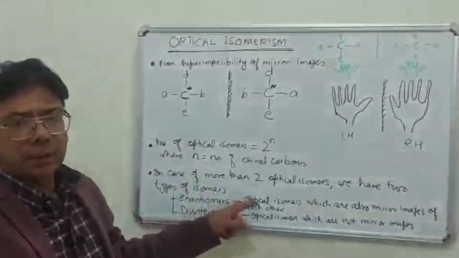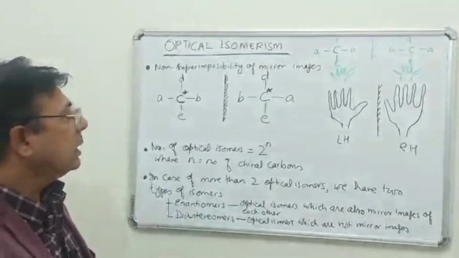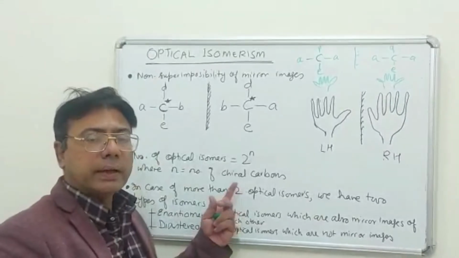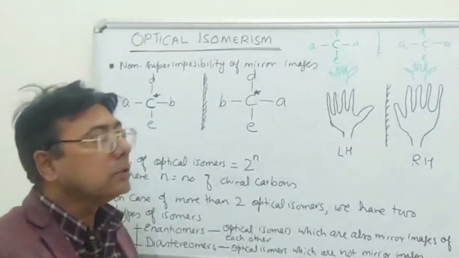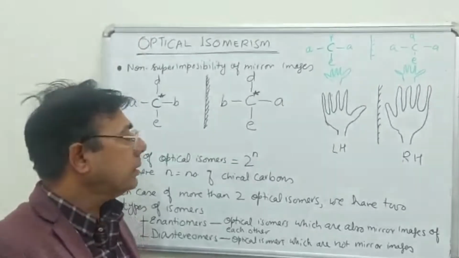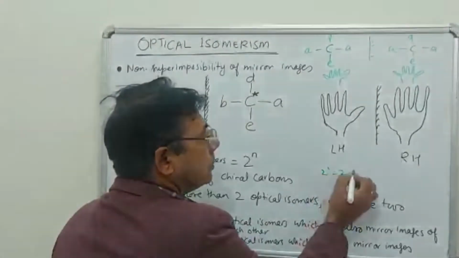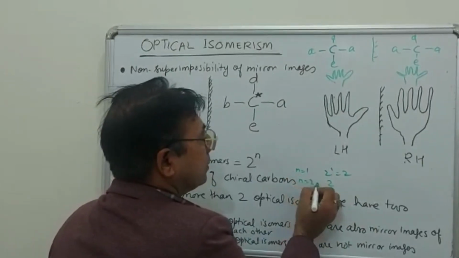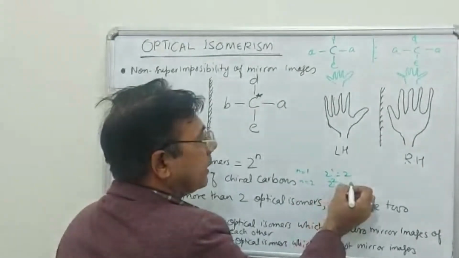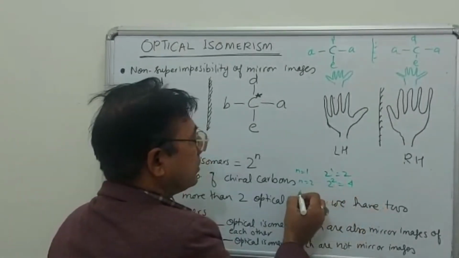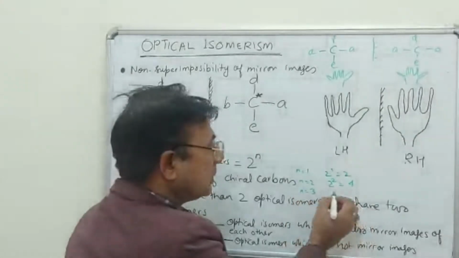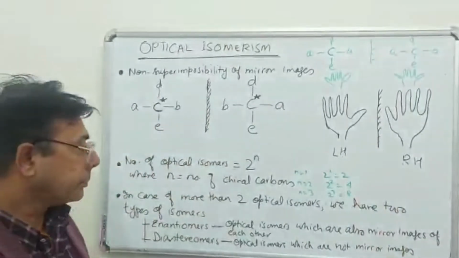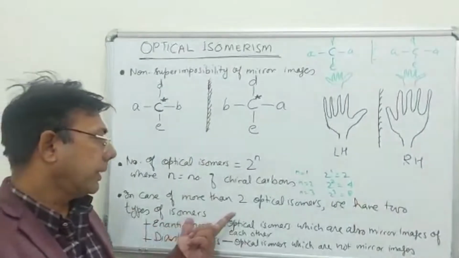Second thing is number of optical isomers. According to Le Bel and Van 't Hoff rules, the number of optical isomers that you can have is given by 2 raised to the power n, where n is the number of chiral carbons. So if you have one chiral carbon, then you get 2 to the power 1, that is 2 optical isomers. If you have 2 asymmetric carbons, then you will get 2 raised to the power 2, means 4 optical isomers. If you have 3 chiral carbons, then you will have 2 to the power 3 is equal to 8 optical isomers, and so on.